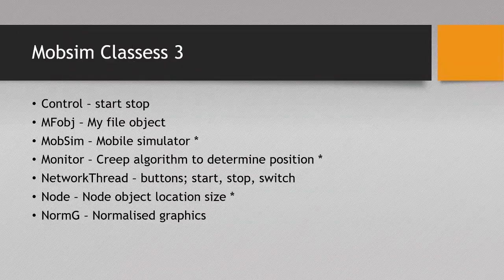Here are the main classes. The ones of particular interest are starred. MobSim is the thing which simulates the system. The monitor is the part of the algorithm that estimates the position, and the node has information relating to its size and position, and the static nodes have the R value, the measured distance associated with them. Control, myfile object, network thread, and normg have been used in earlier projects.